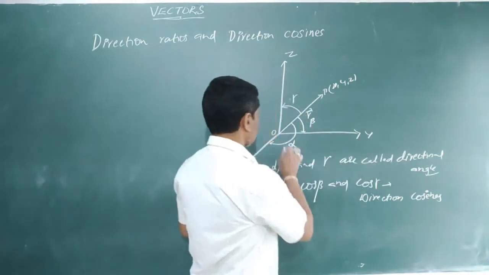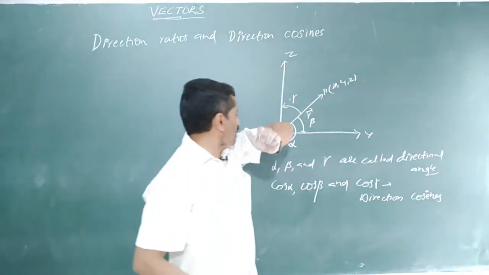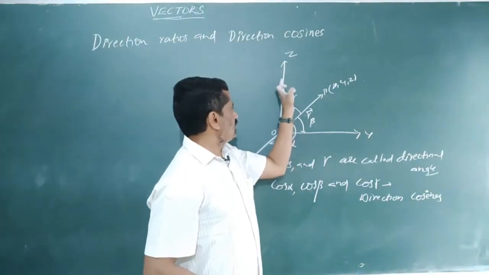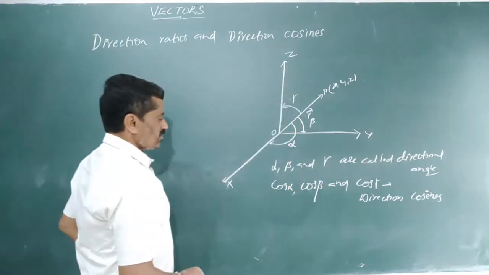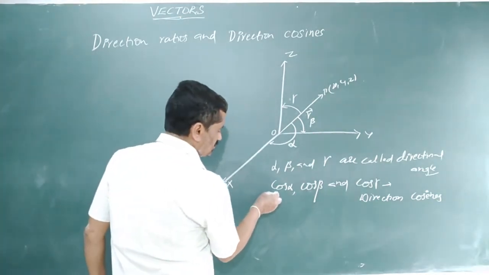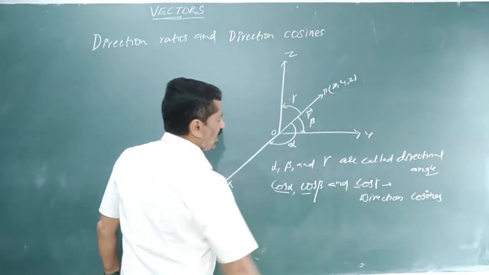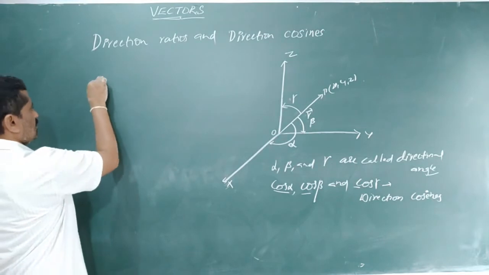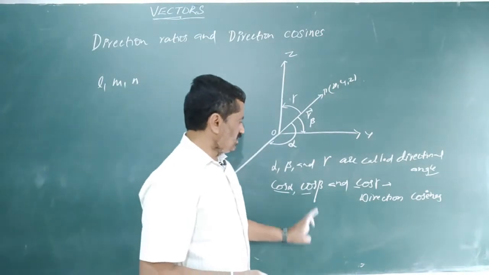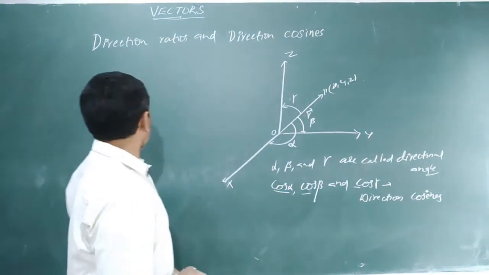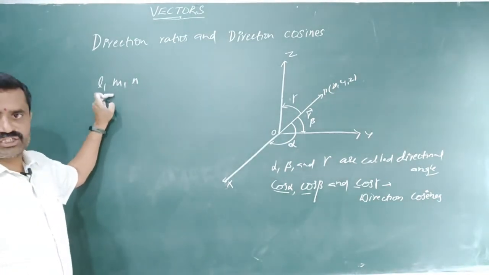Dear children, remember, our position vector will be like this, perpendicular to both this and this, x axis, y axis, z axis. So this will be like this. Again remember, usually these numbers cos alpha, cos beta and cos gamma are denoted by L, M, N, usually direction cosines.